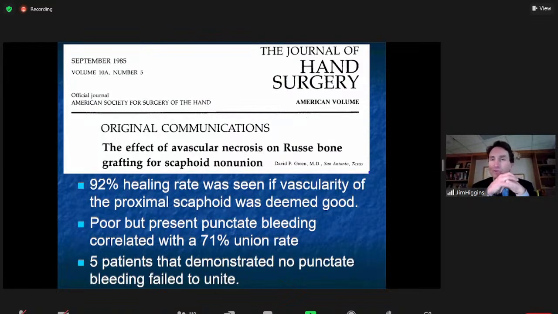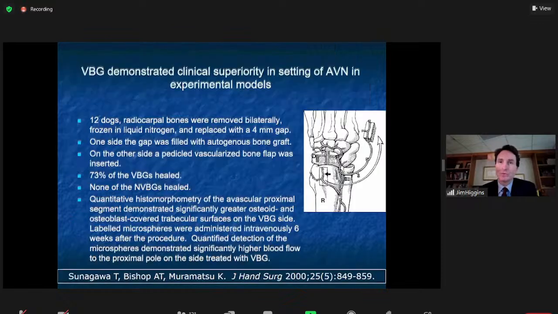The landmark paper that changed our thinking in terms of vascularity was this incredibly frequently referenced article by David Green. We're all very familiar with this. We all know this article. This is an incredibly simple and powerful study where Dr. Green looked at and rated the bleeding of the proximal poles intraoperatively, with or without tourniquet, and then stratified those patients according to poor, good, or no bleeding in the proximal half of the scaphoid. And this strongly correlated with success or failure in treating scaphoid nonunions. So we concluded that avascular necrosis of the proximal pole was a problem.